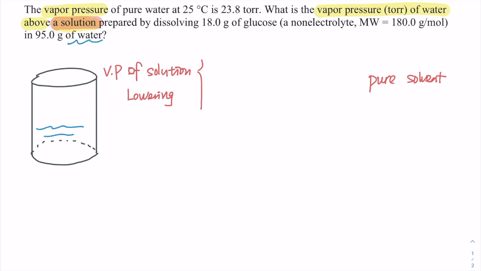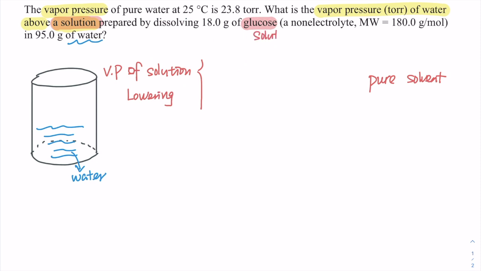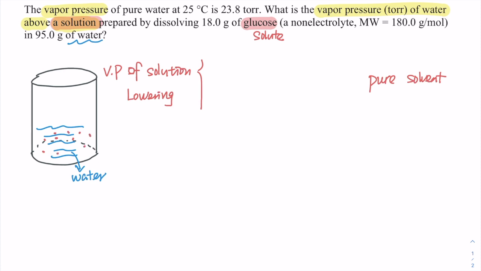Now I'm going to draw that. That's our water, and then we'll have glucose, that's our solute. I'm going to put some solute particles here. That's our solution. But what's our concern? Our concern is the vapor pressure exerted by the water vapor. What do we mean by pressure? The water turns into gas, therefore exerting some pressure. We call that vapor pressure.